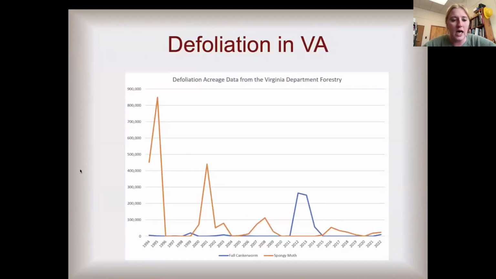If we look at the defoliation in Virginia, this is another map looking at the acreage on the y-axis and the year on the x-axis. This also includes fall cankerworm, which is another pest we're not going to talk about today, but again, it shows those boom and bust populations, where one year you'll have a lot of defoliation and another year you might not have a lot.